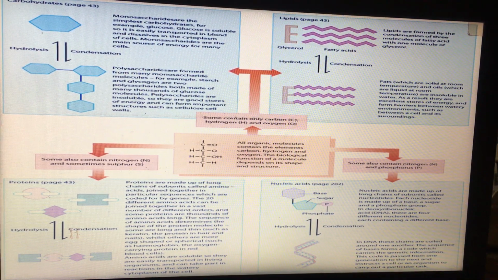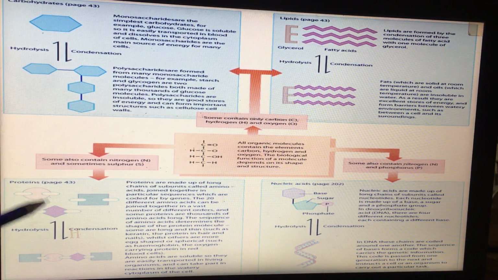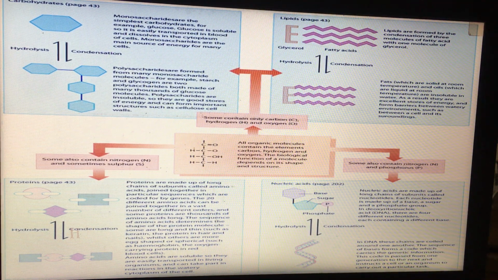What about the third group? Proteins. Proteins are made up of long chains of subunits called amino acids. More than one amino acid is joined together in a particular sequence, which is coded by genes. Here we have more than one amino acid, and they connect together to form the protein. Some are long and thin, and some are egg-shaped or spherical. The long and thin proteins include keratin, which we find in hair and nails. The function of proteins depends on this shape.